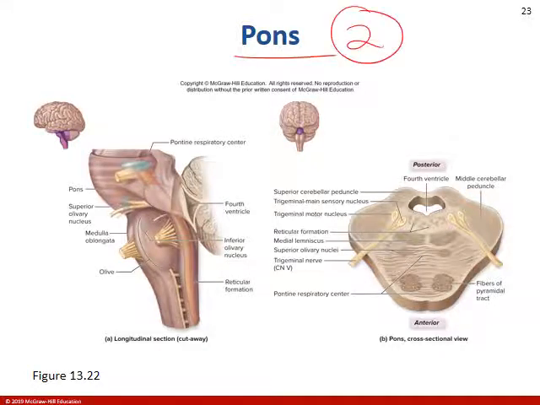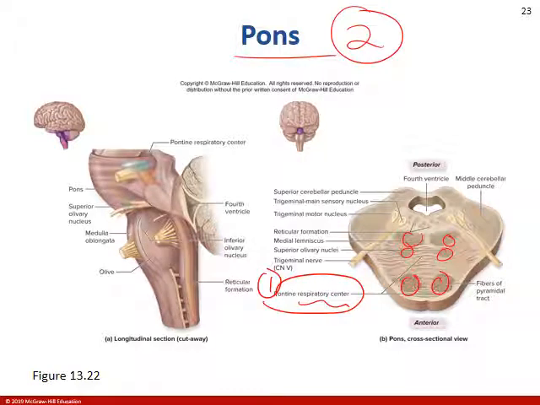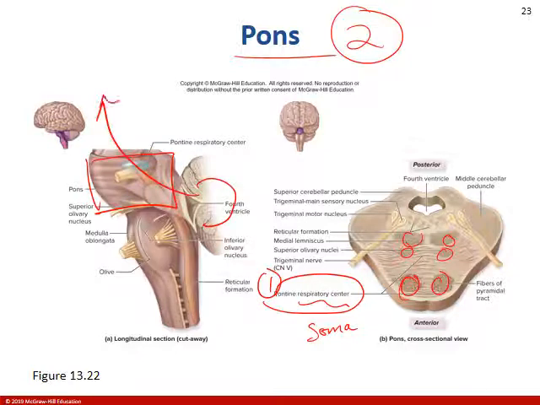The second region is the pons. Again, you can see lots of white matter and several areas of nuclei. One important area in the pons is the respiratory center. So here we have a collection of somas that are responsible for setting respiratory rate. We're also going to see that the pons helps connect the cerebellum, again, to the rest of the brain.